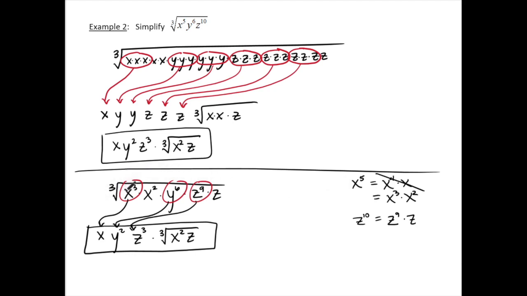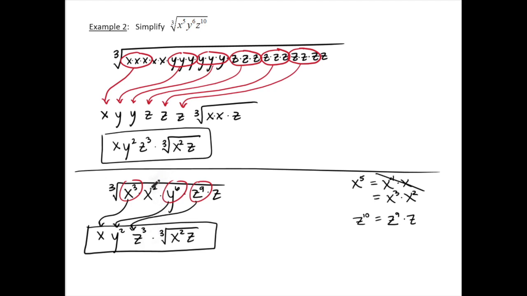The cube root of x cubed is equal to x to the 3 divided by 3, or x to the 1 power. The cube root of y to the 6th is y to the 6th divided by 3, or y to the 2nd power. And the cube root of z to the 9th is z to the 9 divided by 3, or z to the 3rd power.